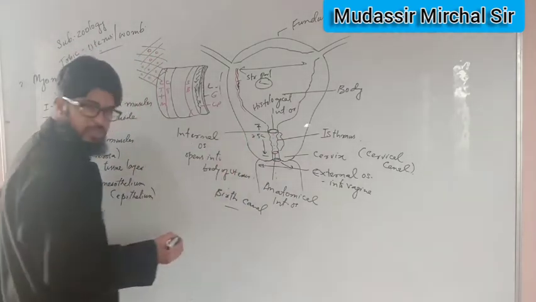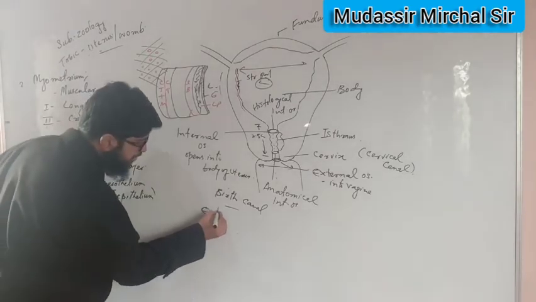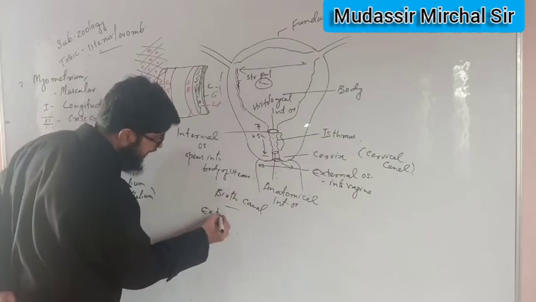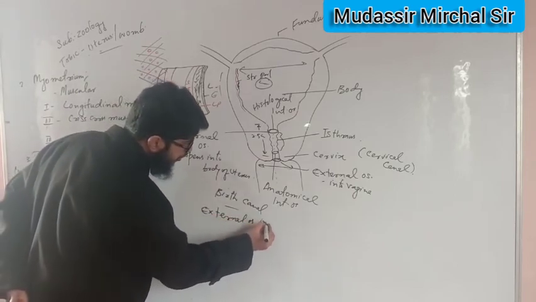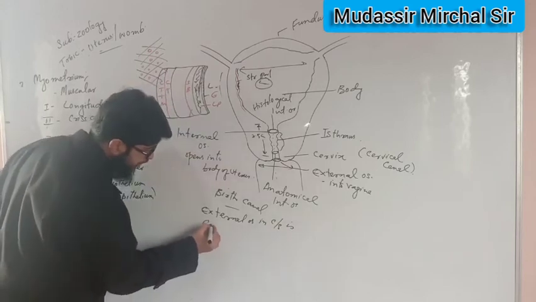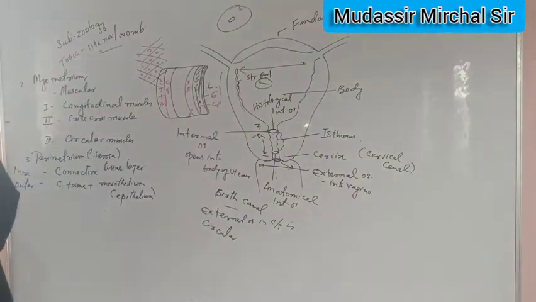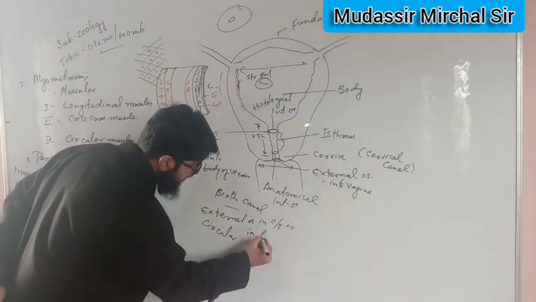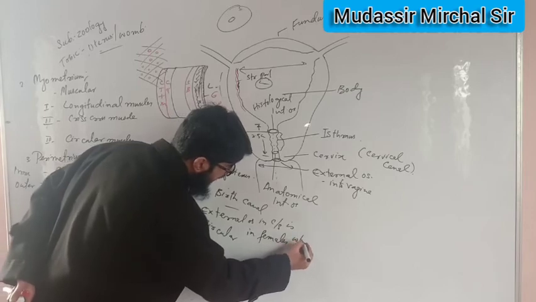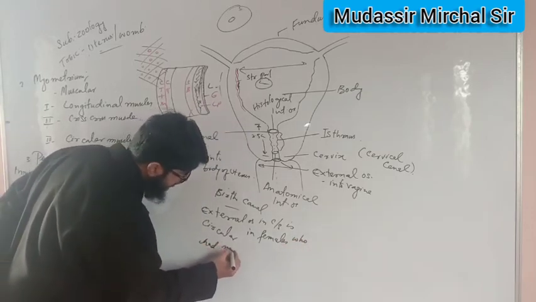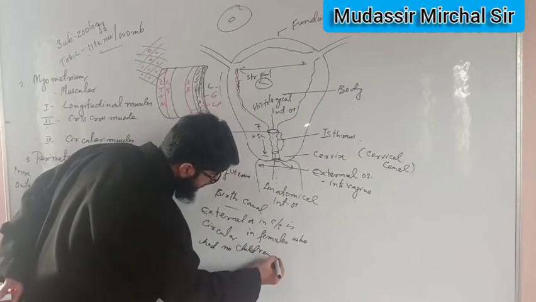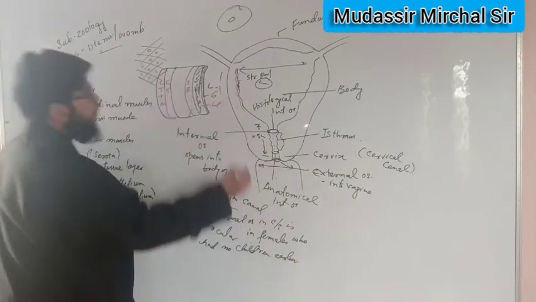Now external os is external os. अगर हम उसका क्रॉस सेक्शन देखेंगे, external os in cross section is circular. अच्छा? So it is circular in a female who has not given birth to the young ones, who has not given birth yet. Rather we can say in females who had no children earlier, जिनके earlier बच्चे नहीं हुए हैं, तो उनमें ये होगा circular.